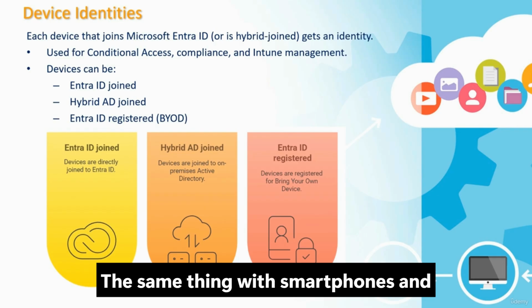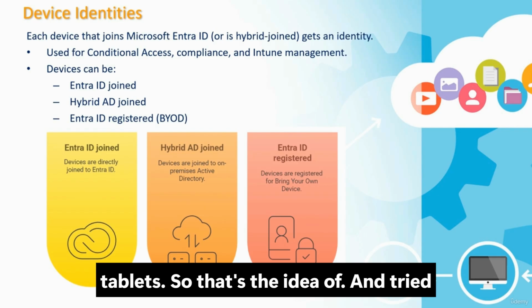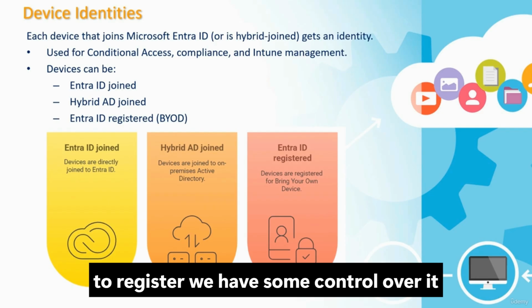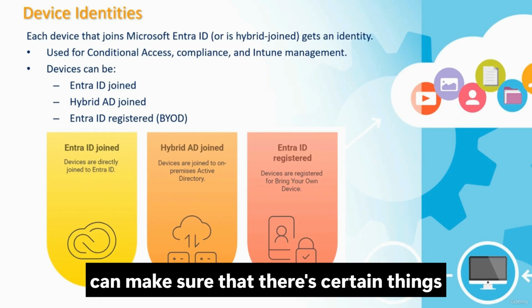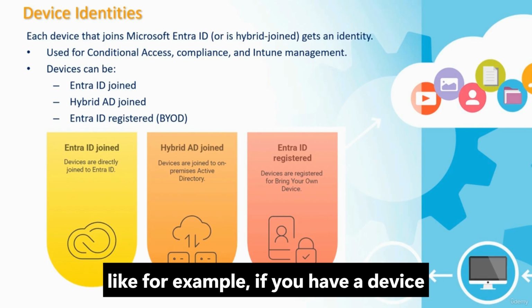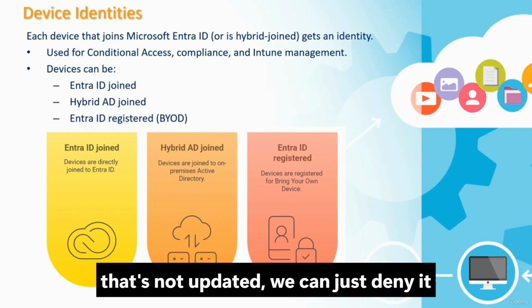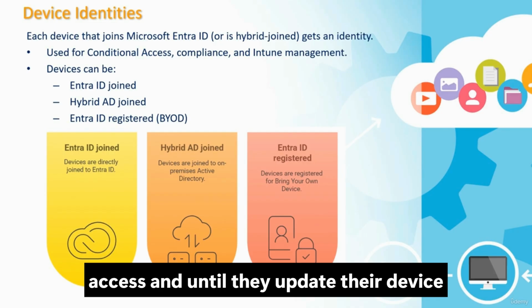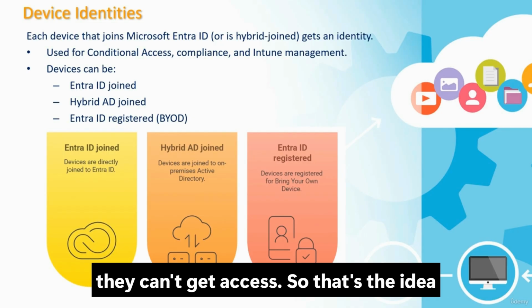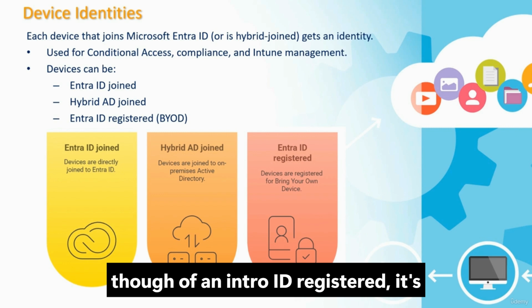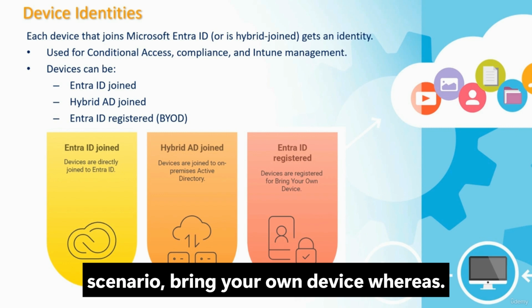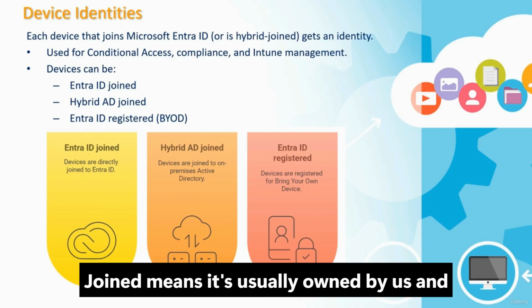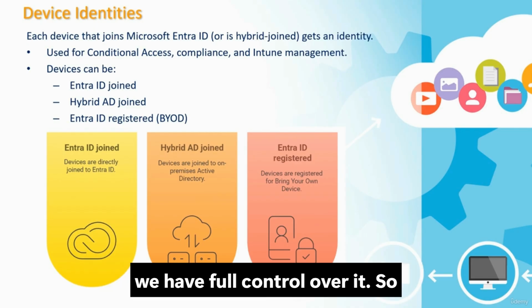Same thing with smartphones and tablets. So that's the idea of Entra ID registered. We have some control over it while it accesses our resources. And we can make sure that there's certain things, like, for example, if you have a device that's not updated, we can just deny it access. And until they update their device, they can't get access. So that's the idea of an Entra ID registered device. It's going to be for a personal BYOD type scenario, bring your own device, whereas joined means it's usually owned by us and we have full control over it.